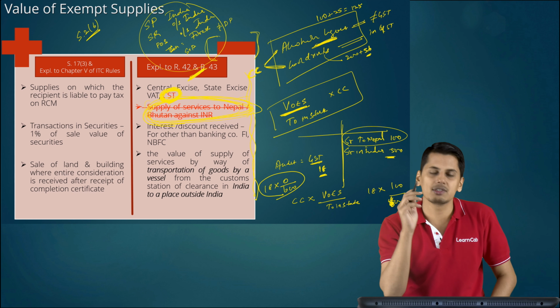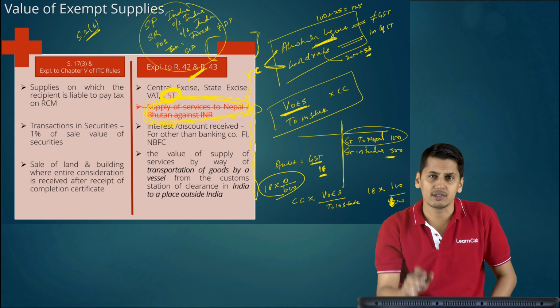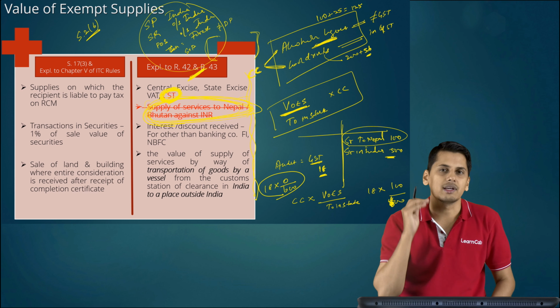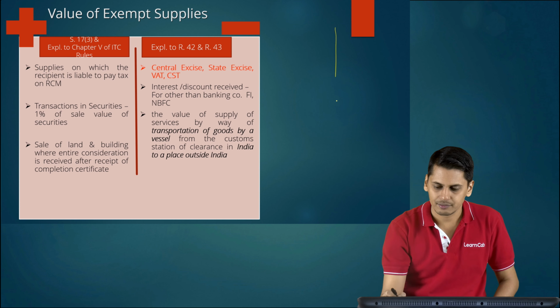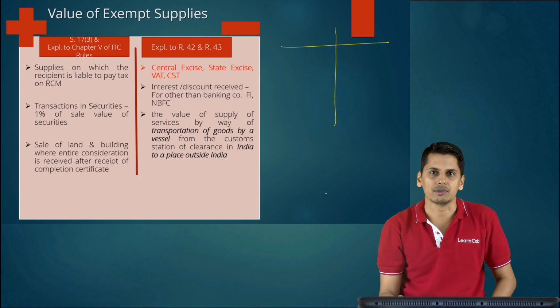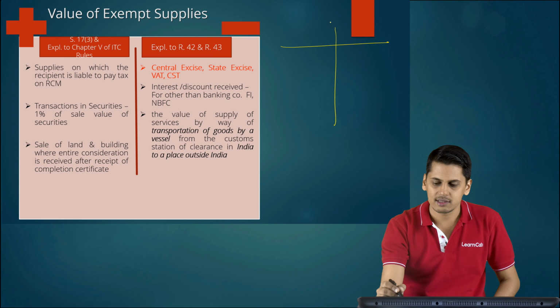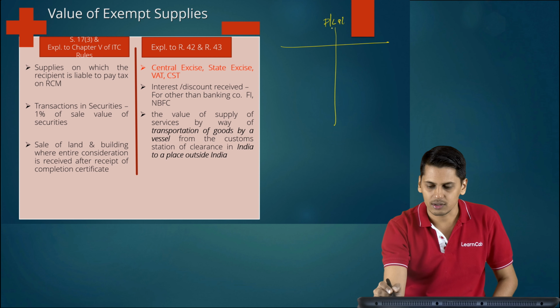This supply of services to Nepal and Bhutan against INR is no longer required because it has become a zero rated supply. Now friends, let me give you a situation. Let's suppose in your profit and loss account, you make a high C sales. I suppose you remember what is high C sales. You make a supply of drop shipment.